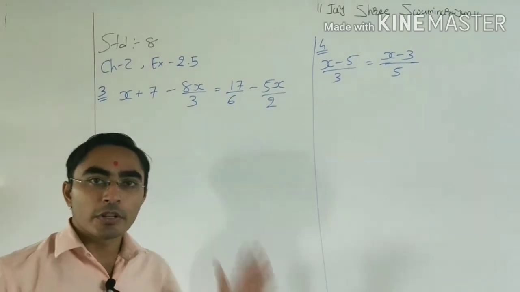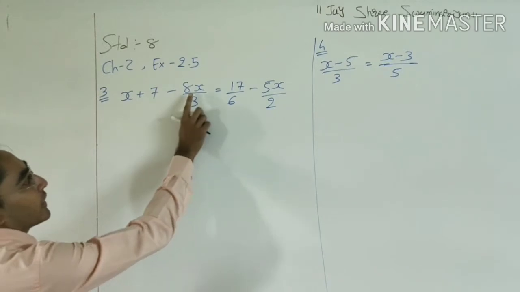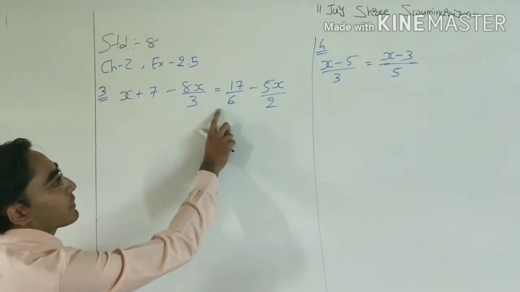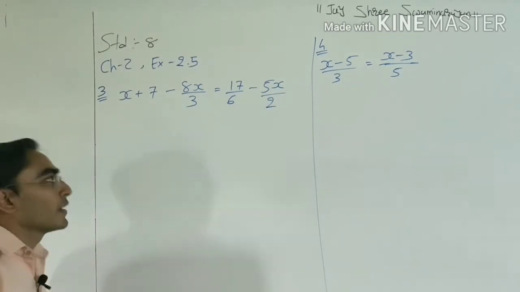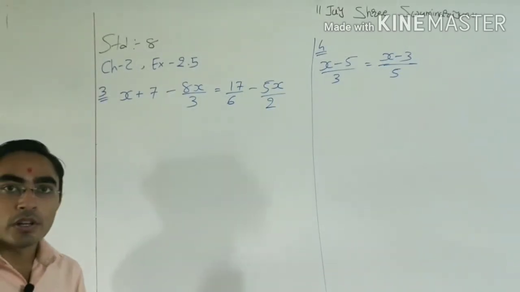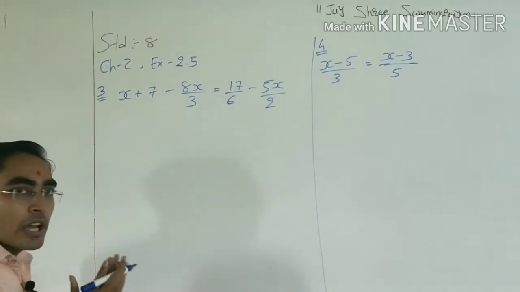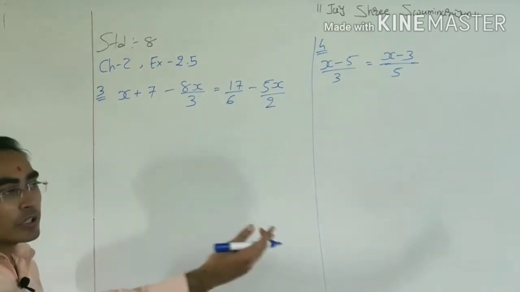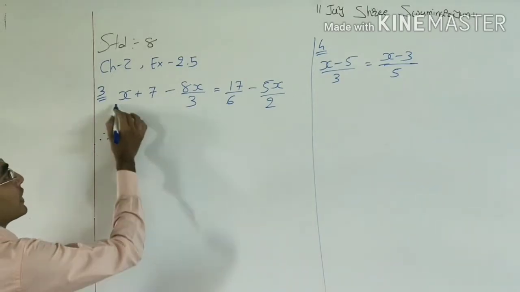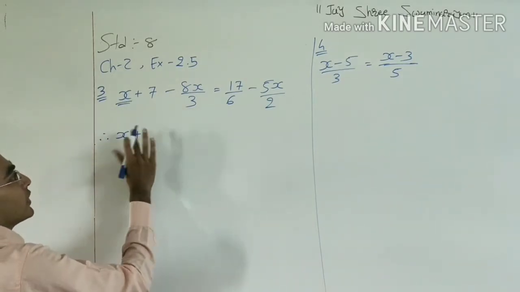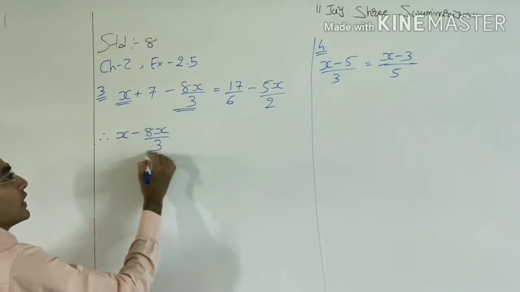Next, question number 3. x plus 7 minus 8x divided by 3 is equal to 17 by 6 minus 5x divided by 2. Here first of all we collect the terms which contain x on the same side and the other numerical terms on the other side. So right now here we have x. Then here we have minus 8x by 3.